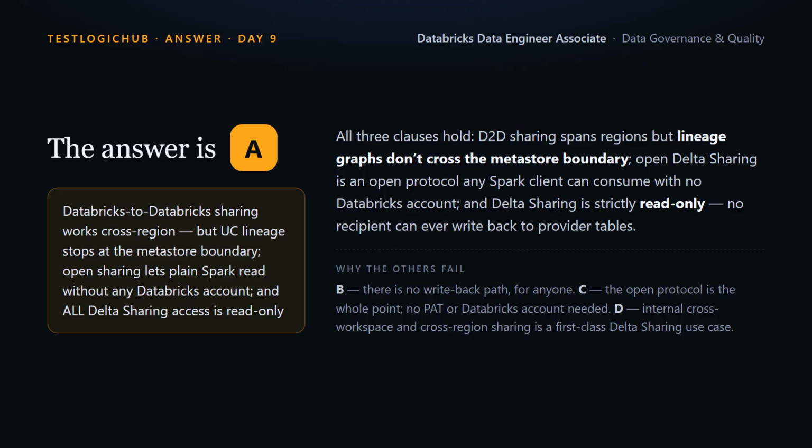The answer is A. All 3 clauses hold. Databricks to Databricks sharing happily spans regions, but Unity catalog lineage graphs stop at the metastore boundary. You won't see cross-region data flow in lineage. Open delta sharing is exactly that, an open protocol. Any Spark client can consume the share with no Databricks account at all.